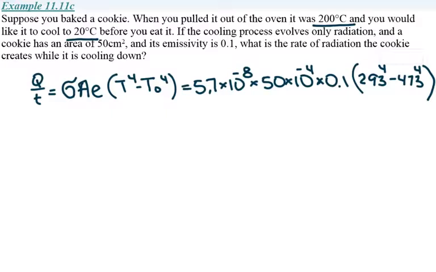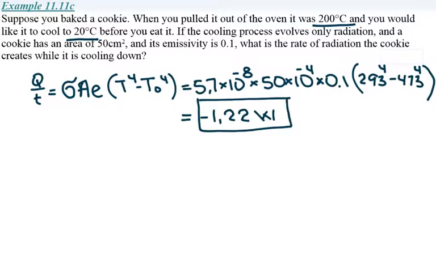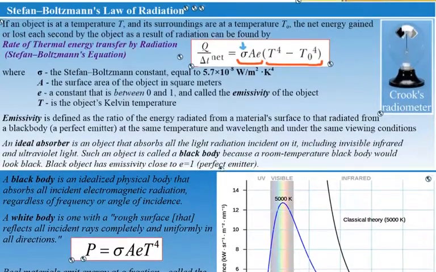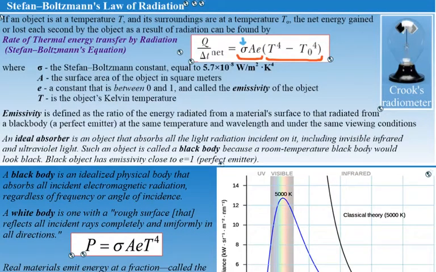And so now if I do my calculations, I'm going to get negative 1.22 watts, or joules per second. And this is the rate at which the cookie is losing its energy, 1.22 joules per second. So the questions that are related to these types of formulas are direct, so you just plug in the numbers and do your calculations.